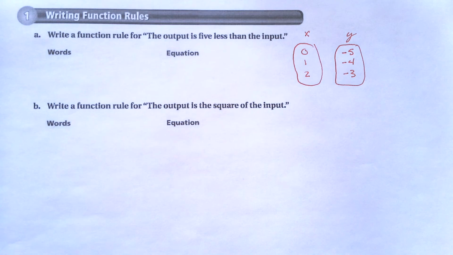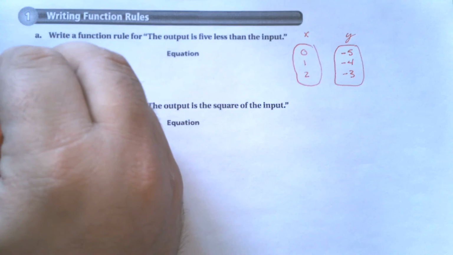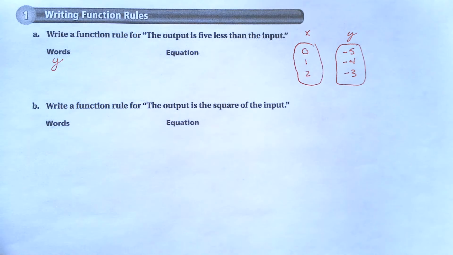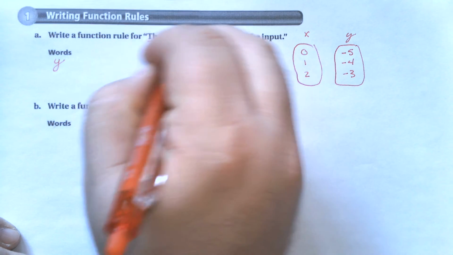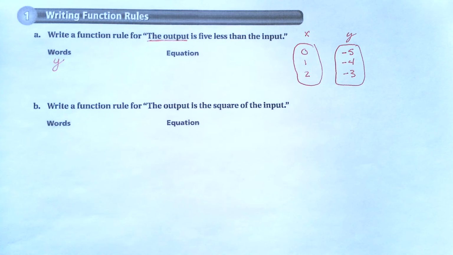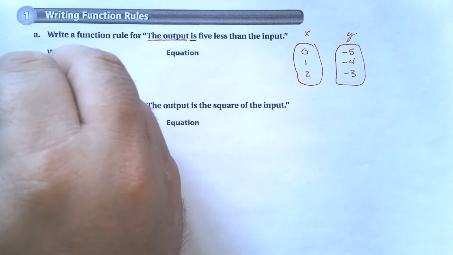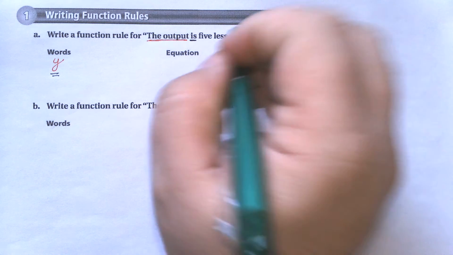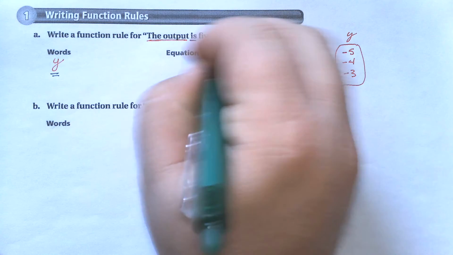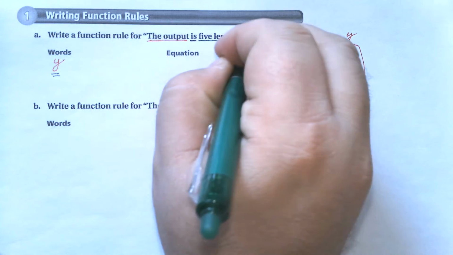So the way that we're going to do that is we're going to break this down. So we're going to look at the words, and I'm going to substitute y in for the output, right? So that's where we're starting. So we got y. Then we have our infamous word is. That's our equal sign. All right? Then we're going to take this phrase, 5 less than.